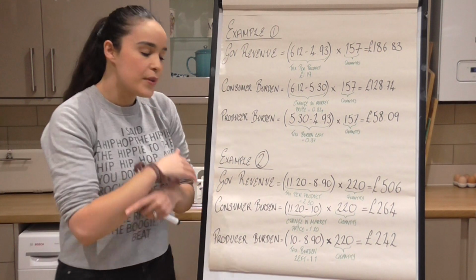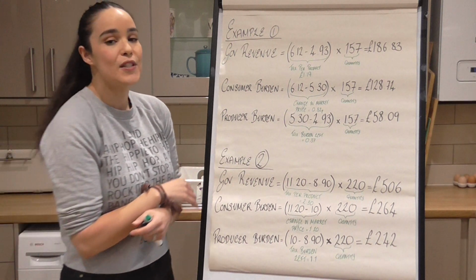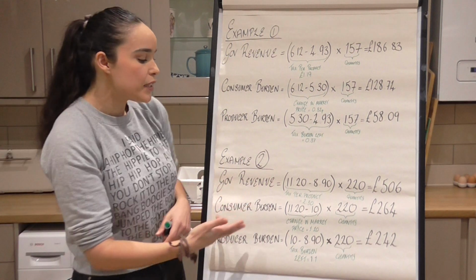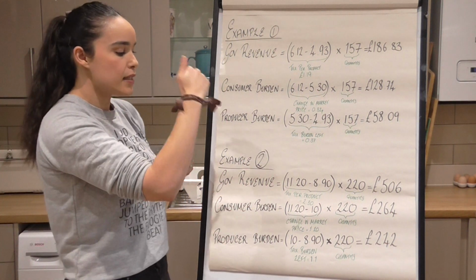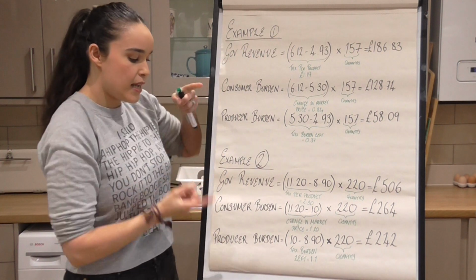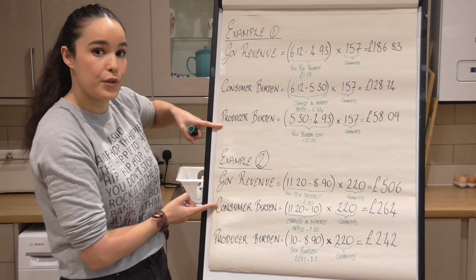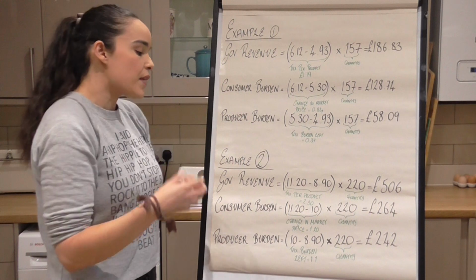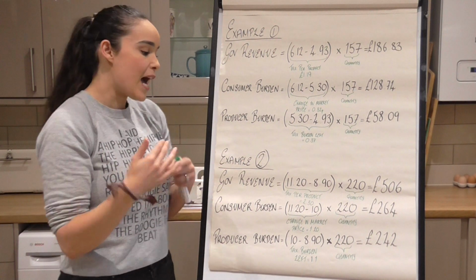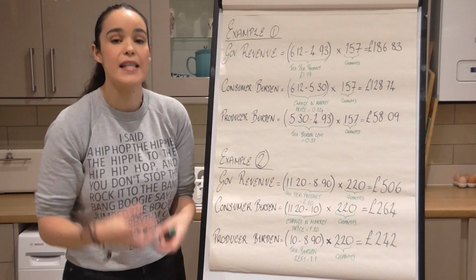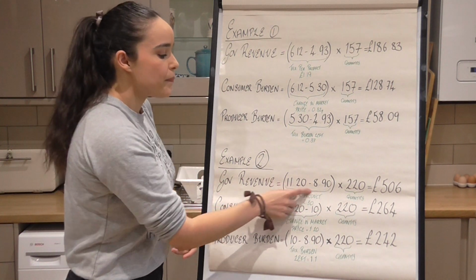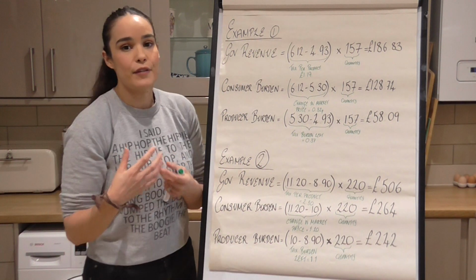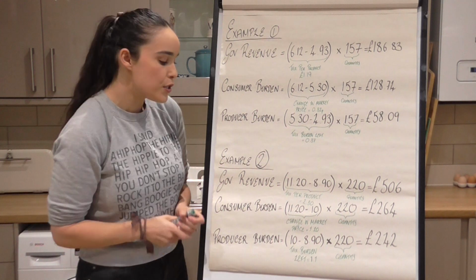So in the second example, we do exactly the same thing again, the same steps, just inputting slightly different numbers. You will get the same results. So government revenue, again, you just take the price at the new equilibrium and you minus the tax price at the bottom, the producer price, and that gives you tax per product, which in this case is £2.30. So that is the amount of tax that is paid out of the £11.20, £2.30 is tax, right? And then you times that by 220, which is the quantity at the new equilibrium, and you get £506.